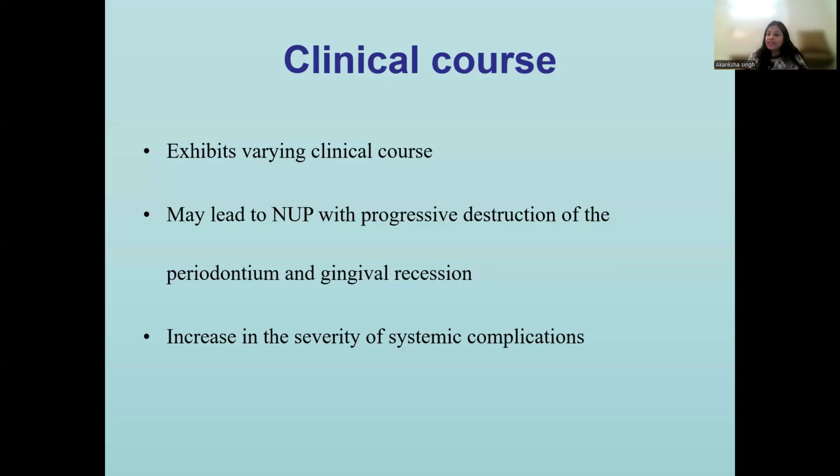Now, when we talk about the clinical course of this disease, it has various clinical courses. Again, when we are studying a particular disease, there must be a sequelae, right? So that's why there were two terminologies, necrotizing ulcerative gingivitis and necrotizing ulcerative periodontitis, according to the 2017 classification I'm talking about. When necrotizing ulcerative gingivitis proceeds, it will eventually lead to necrotizing ulcerative periodontitis with progressive destruction of periodontium and gingival recession. So the severity and complications will automatically increase.